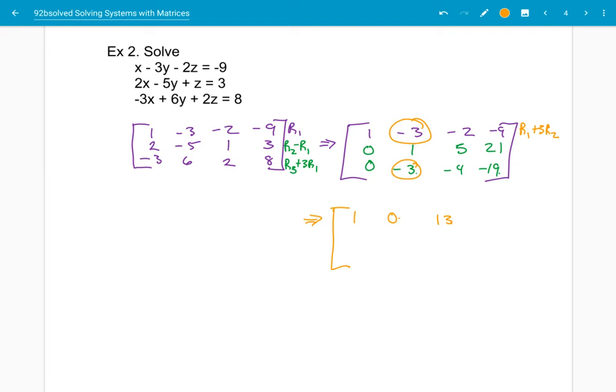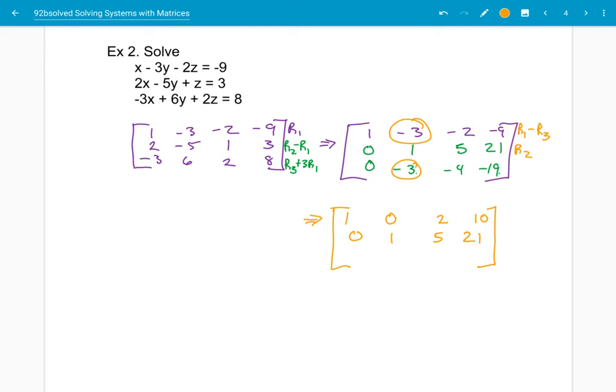Oh, actually, I see a better step. I'm going to do something different. I think this is better. I'm going to take row 1 and subtract row 3. I like that. That's nicer. I don't get such big numbers. And row 2, I'm just going to keep because I got a 1 there already.